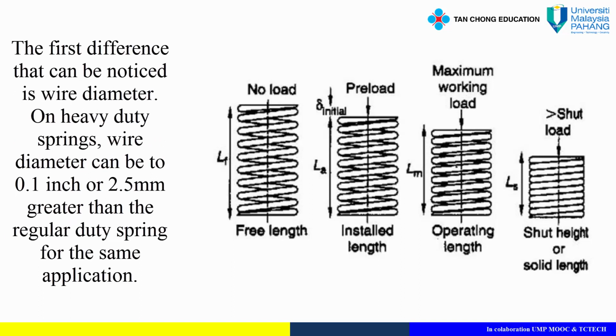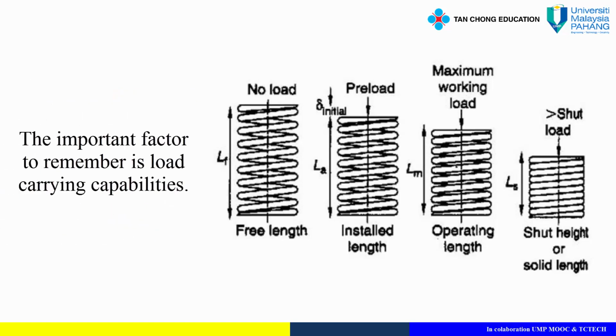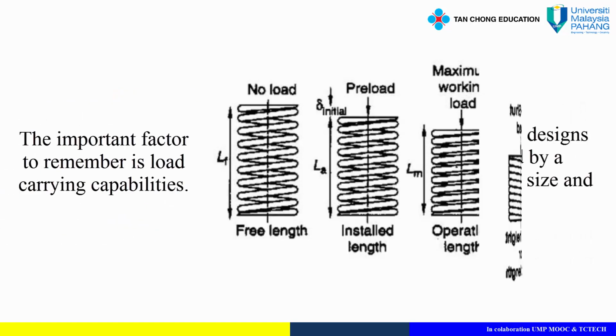The first difference that can be noticed is wire diameter. On heavy-duty springs, wire diameter can be up to 0.1 inch, or 2.5 millimeters, greater than the regular-duty spring for the same application. The other difference is free length. A heavy-duty spring is up to 2 1/2 inches, or 64 millimeters, shorter than a regular-duty spring for the same application. The important factor to remember is load-carrying capabilities.